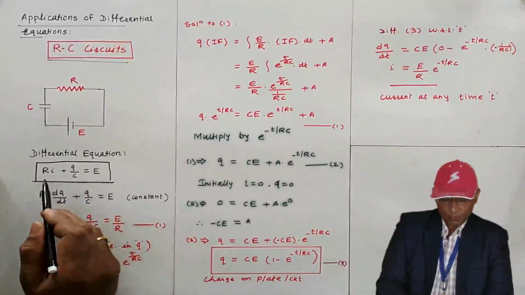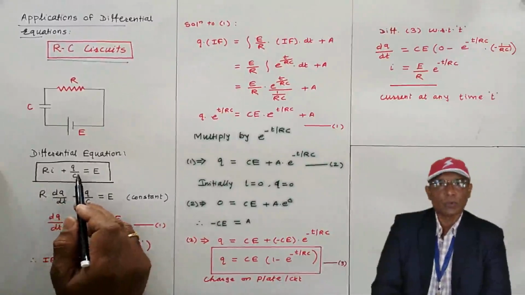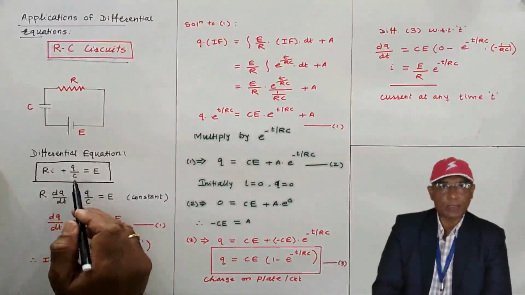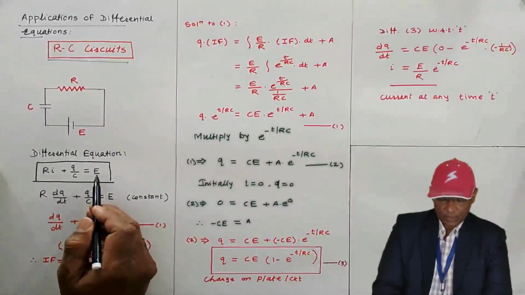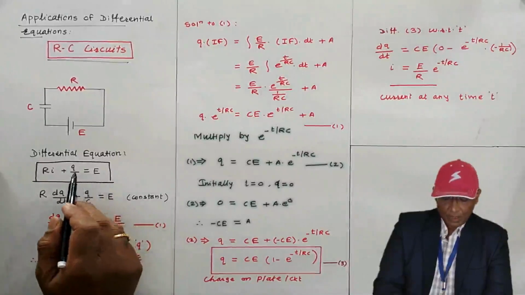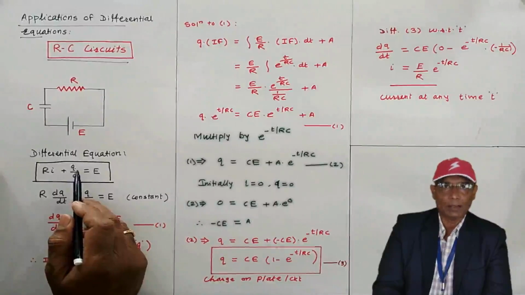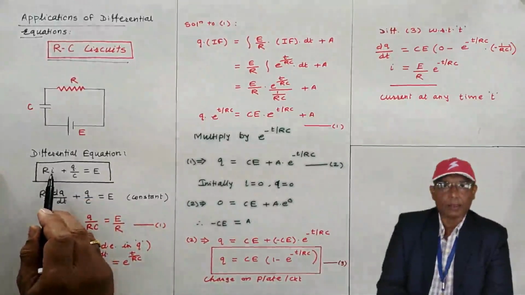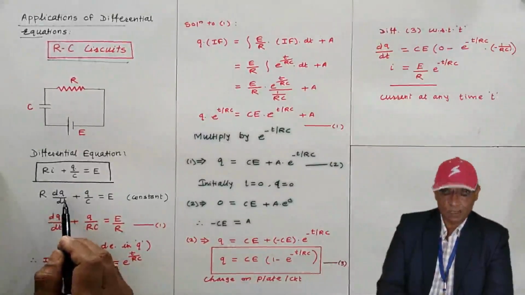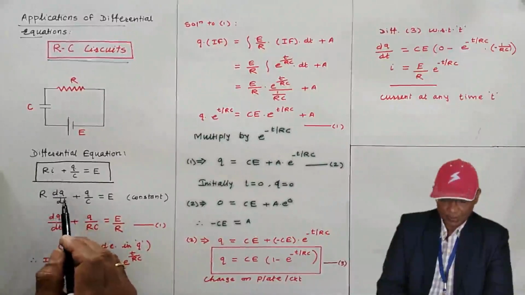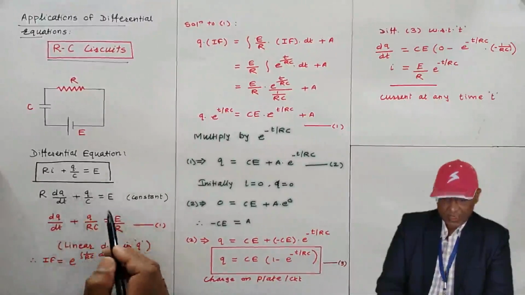By Kirchhoff's law, the voltage drop across the resistance is IR, plus the voltage drop across the capacitance is Q by C, equal to the total voltage drop, the battery voltage capital E. And Q is what? Q is the charge on the plate. Now this current I can be written as dq by dt, the rate of change in the charge is the current. Q by C as it is, E as it is.